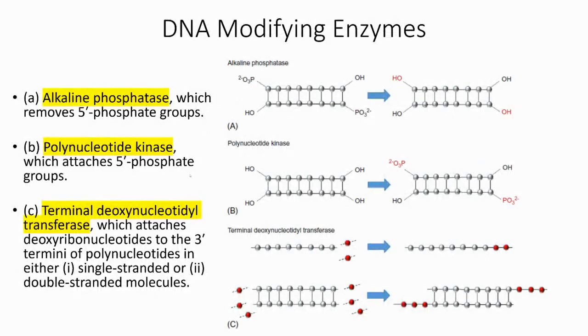And then some other modifying enzymes. For example, the modifying enzyme alkaline phosphatase can remove the 5' phosphate. That's alkaline phosphatase.